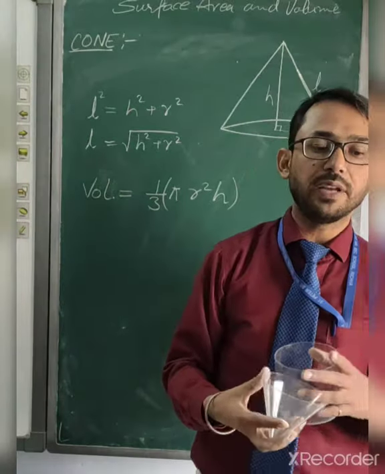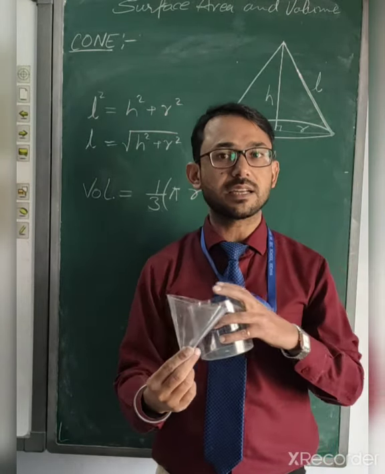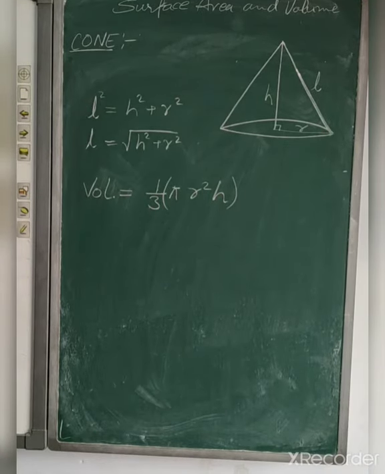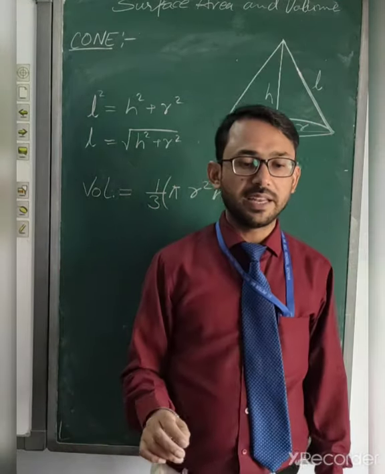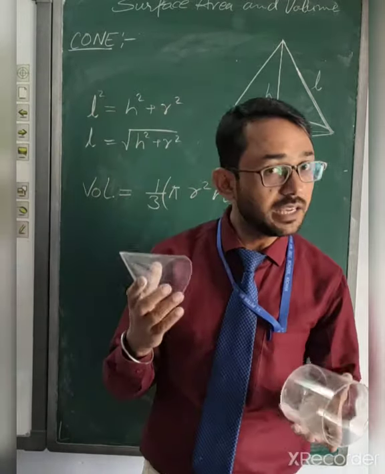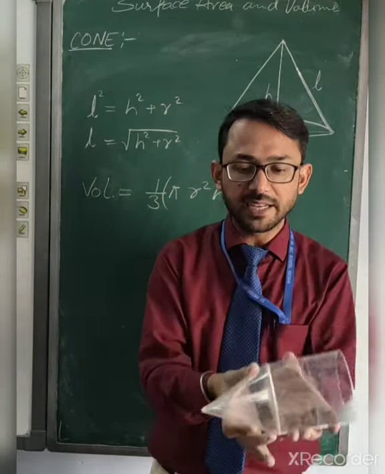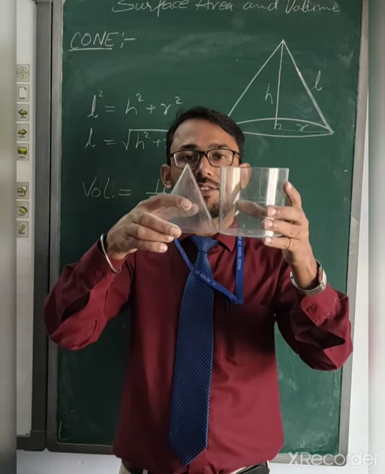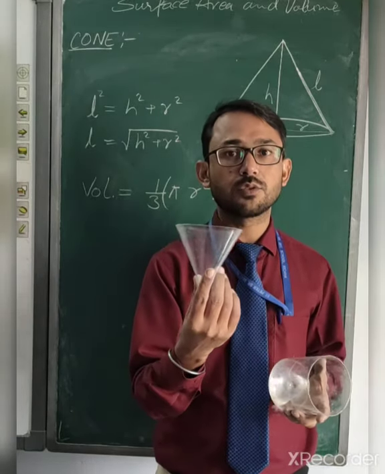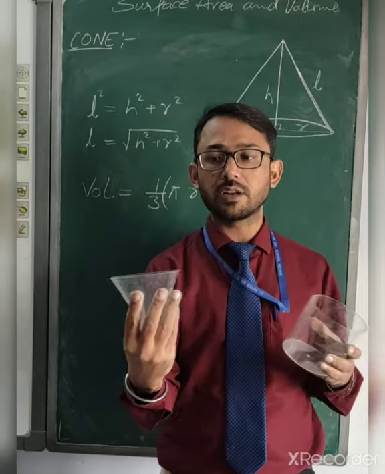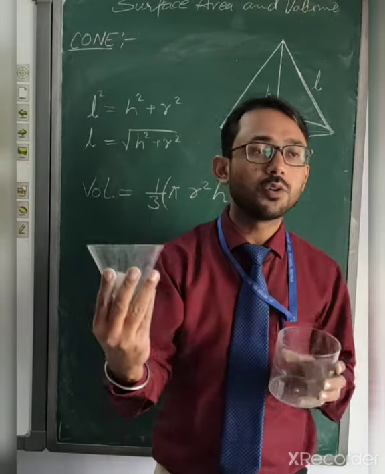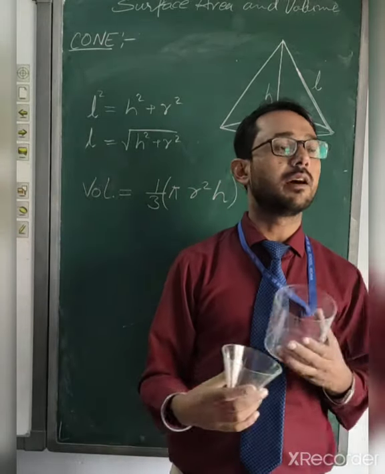If in case I fill this completely, let us check it. With the formula I am finding that the volume of the cone is 1/3 the volume of the cylinder. If the cone and cylinder both have the same radius and the same height, then if I fill this cone 3 times and pour the water into the cylinder, then one cylinder will be completely filled.